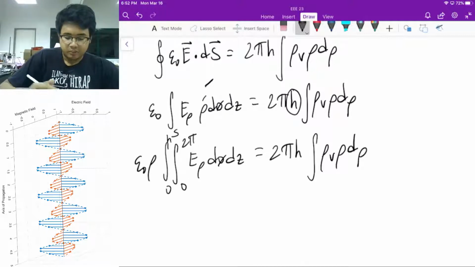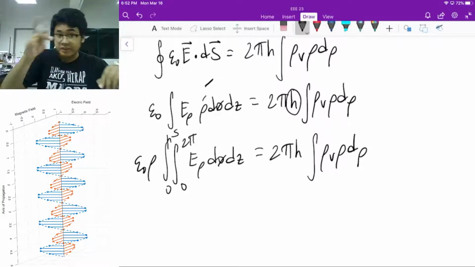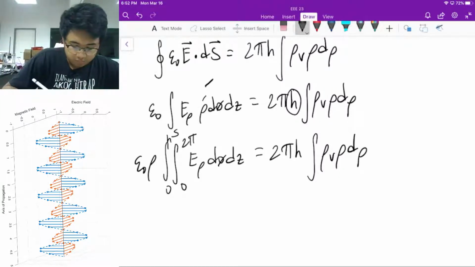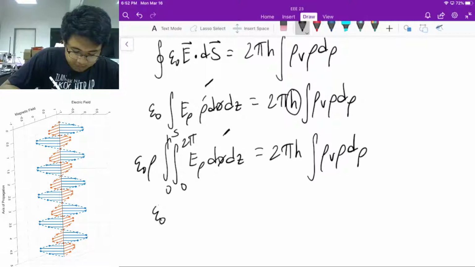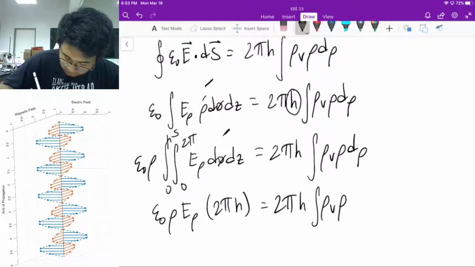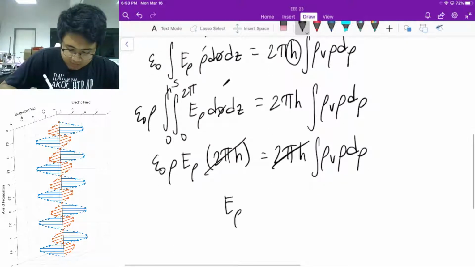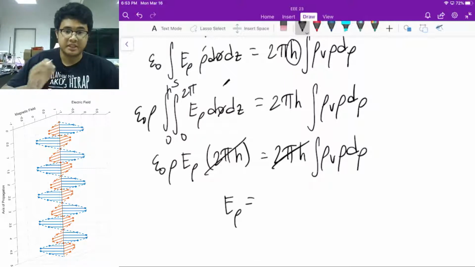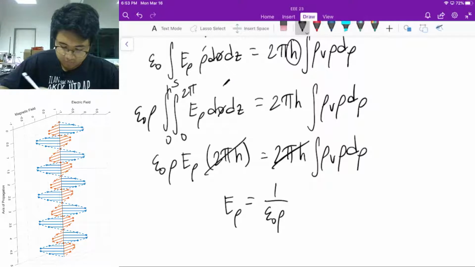And E rho is assumed to be constant over the whole surface of your cylinder. Therefore, the result of this integral on the left-hand side becomes epsilon naught rho times E rho times 2 pi h, equal to 2 pi h times the integral of rho v times rho dρ. So we cancel this. Okay. In effect, the rho component of the electric field intensity is equal to 1 over epsilon naught rho times the integral of rho v rho dρ. And you integrate that from 0 to some radius rho.